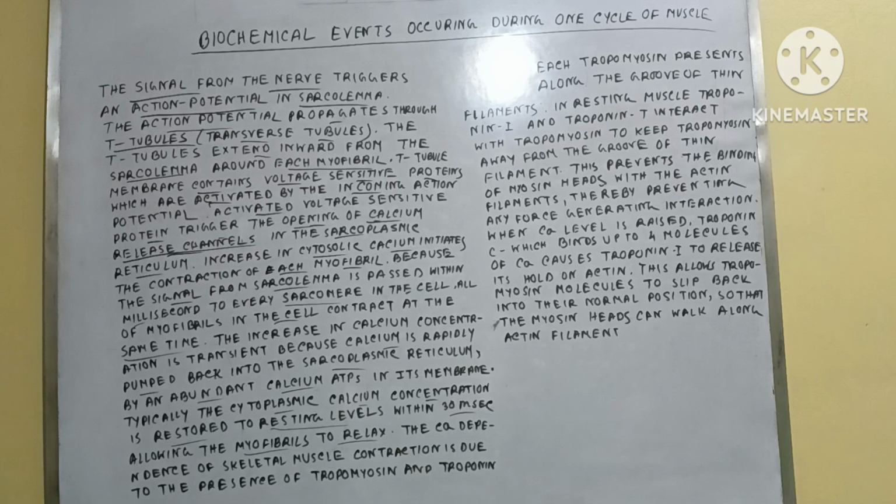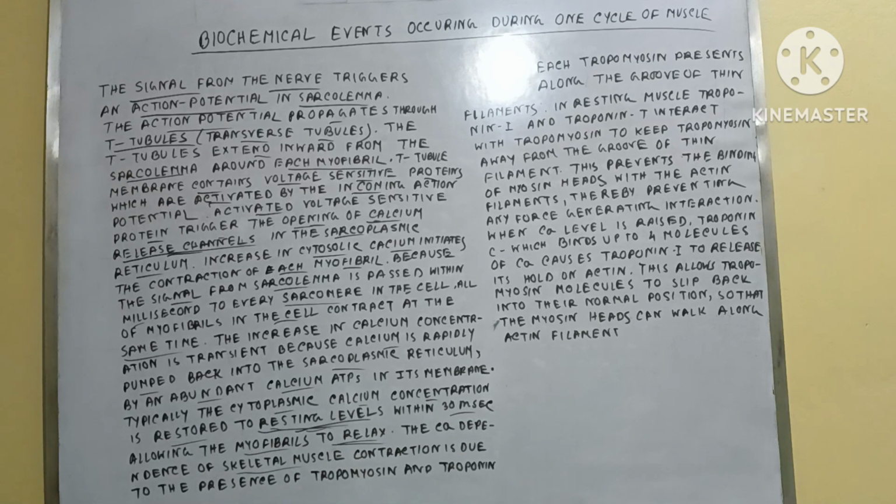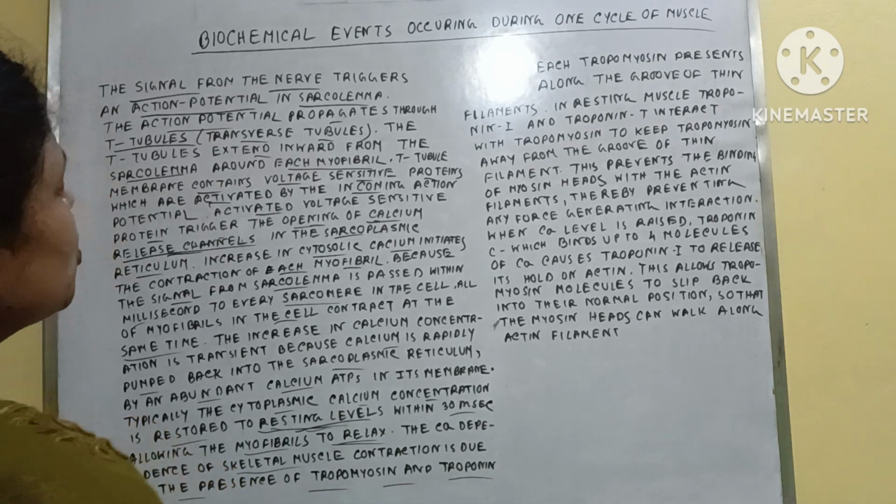So what is being said is that the resting level is seen when the calcium concentration is restored to the normal situation, and the myofibrils remain in a relaxed condition. And calcium-dependent skeletal muscle contraction is due to the presence of tropomyosin and troponin.